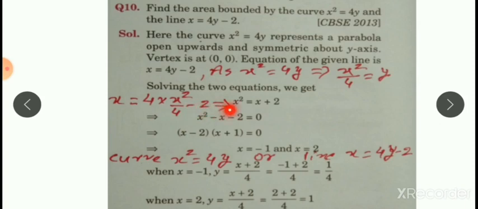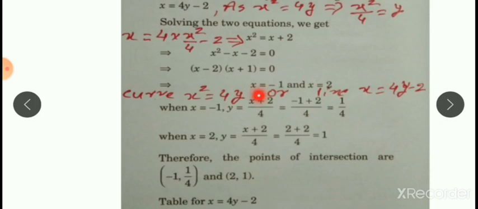We are getting x square is equal to x plus 2, that is x square minus x minus 2. Then we are getting these two factors by splitting the middle term. x is equal to minus 1 and x is equal to 2. When we are solving this line and this curve, we are getting here two values of x.